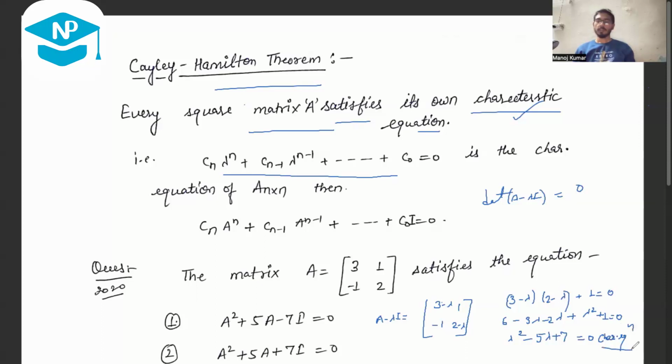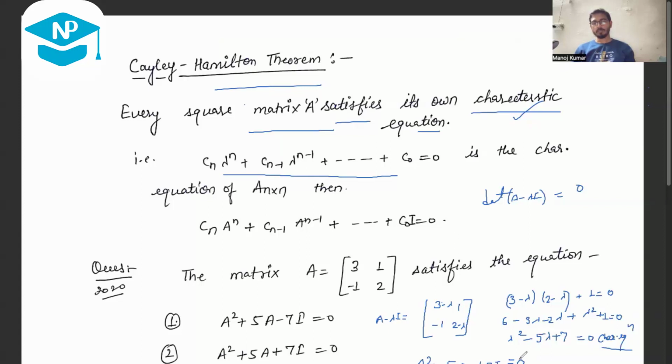Now we have to replace lambda with A. So this will become A square minus 5A plus 7, and with the constant term there is I, an n cross n identity matrix. So this is 7I equal to 0.